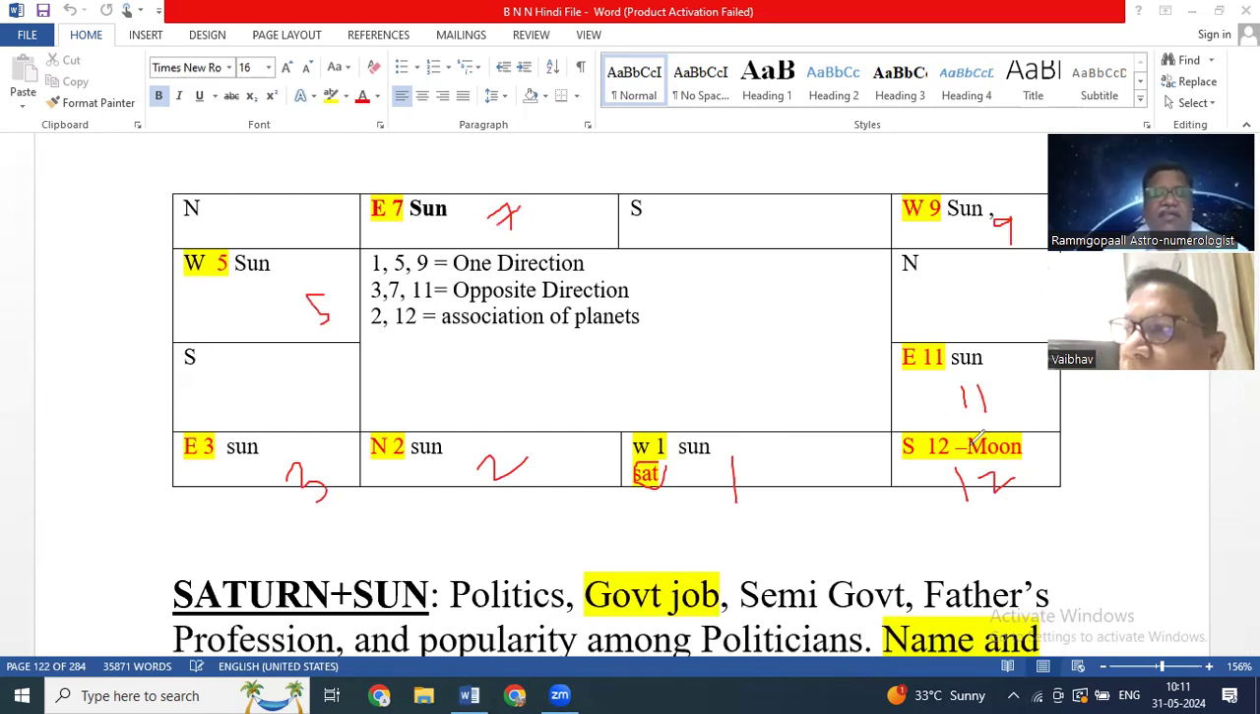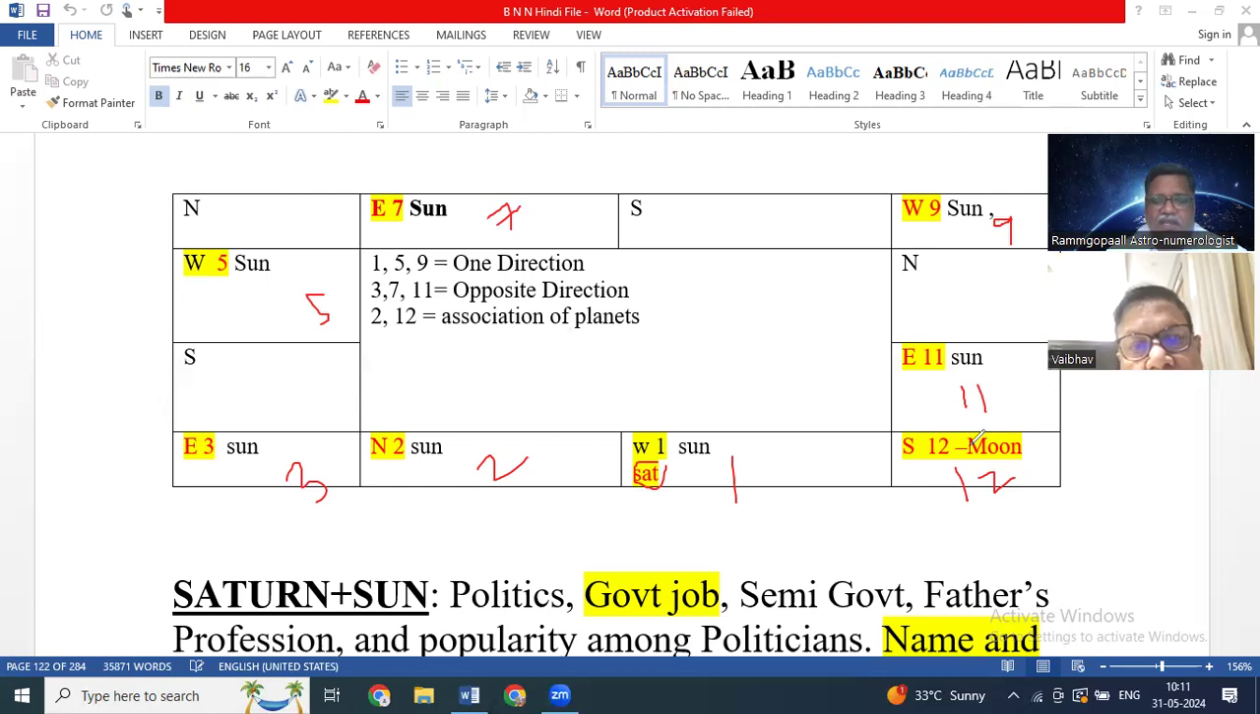But if at all the planet is retro and from 12th house, again we will count 1, 5, 9, 3, 7, 11, 2, 12. That is the procedure. So for example, from Saturn, Sun is in 1, 5, 9 and 3, 7, 11, 2, 12. For example, Saturn and Sun are connected in 1, 5, 9, 3, 7, 11, 2, 12.